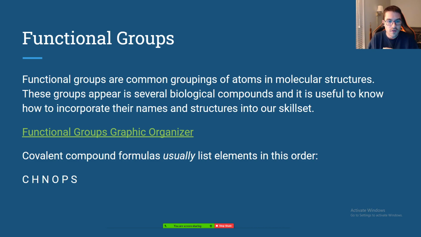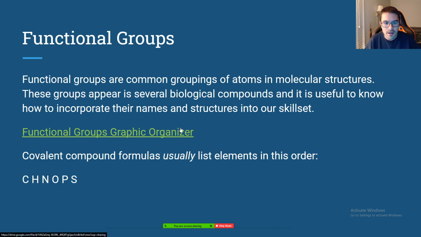So what we're going to do today is learn how to take the name of a compound, similarly to what we did last time. We're going to take the name of the compound along with some knowledge of how these functional groups work to be able to build compounds that have functional groups in them.